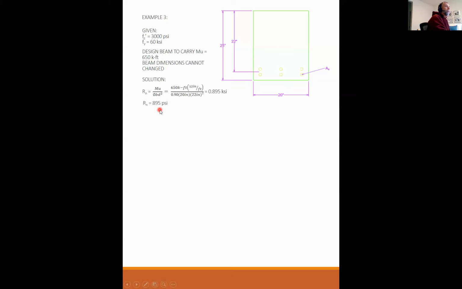So Rn is 895 psi. Using table 8.12, the maximum value for Rn is equal to 685 psi.